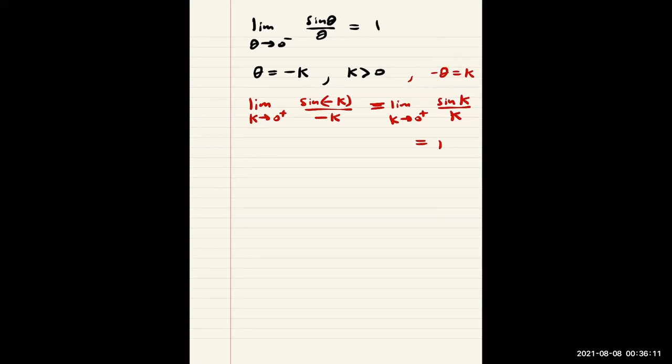As theta approaches 0 from the left-hand side, my k approaches 0 from the right-hand side. So I can replace this by k approaches 0 plus. Now I have sine theta. Instead of theta, I'm going to plug in minus k. Sine minus k, divided by, again for the theta, I put minus k. But what is this? I can pull this minus sign out, right? Because it's sine. And then I can cancel that minus sign with this minus sign. Then you get sine k over k. The limit as k approaches 0 from the positive side of sine k over k is 1.